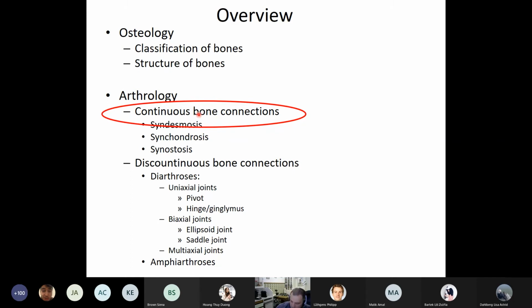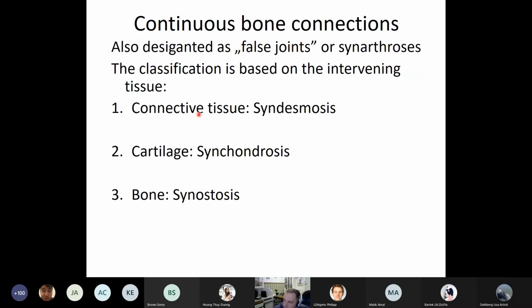That means that there is no real gap between the bones, but there is some filling material between the two bones. And some books call these connections false joints, because there is no true gap between the bones, but you have some tissue that fills the gap between the bones. There is an intervening tissue between them. And we have 3 options here.